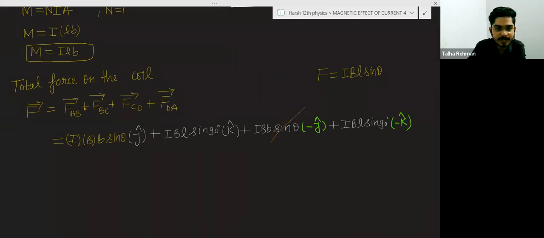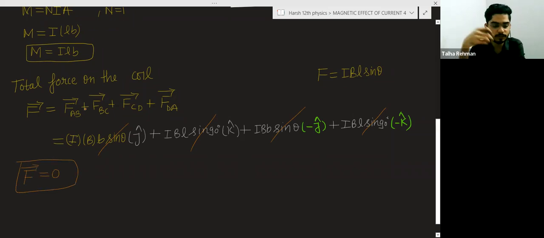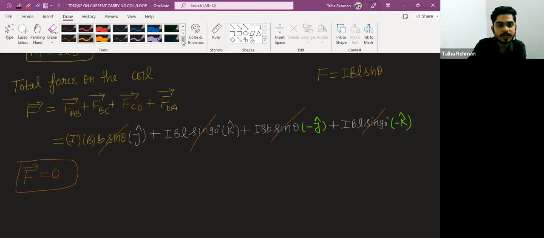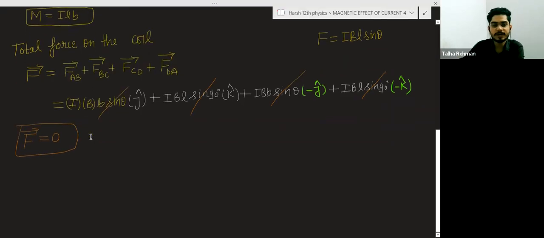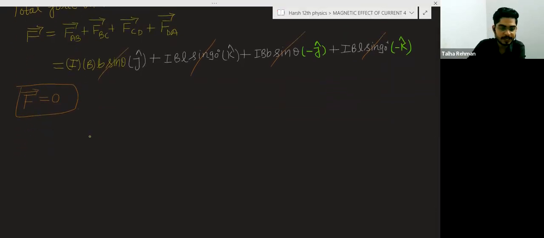So this term will be cancelled out with this term. This is IBL sine 90 and this is also IBL sine 90. This is k cap and this is minus k cap, so this will be cancelled out with this. So the force on the coil is equal to zero. You can say the force on the current carrying coil in the uniform magnetic field is zero.